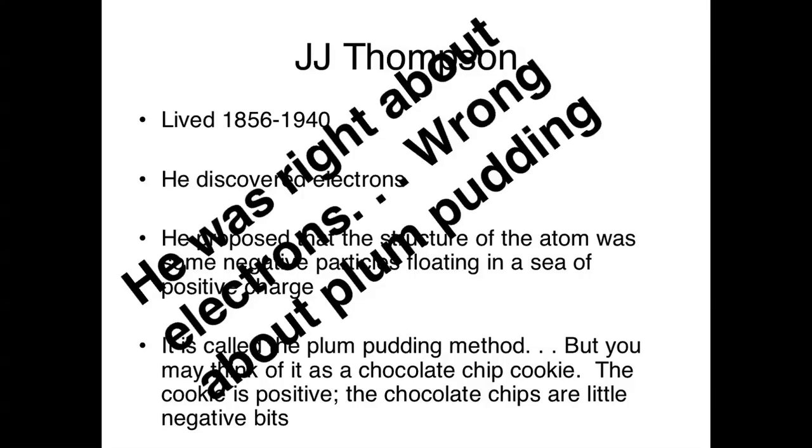And he was right. We do have electrons, but his model wasn't correct. The plum pudding model or the chocolate chip model is not correct. But we still give him props because he found the electron and it's super tiny. Cool dude. Pretty cool.